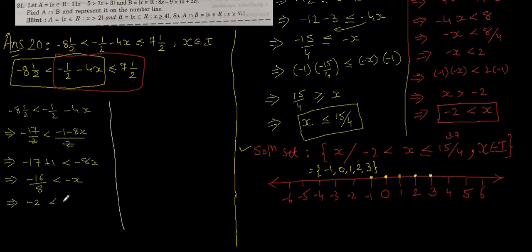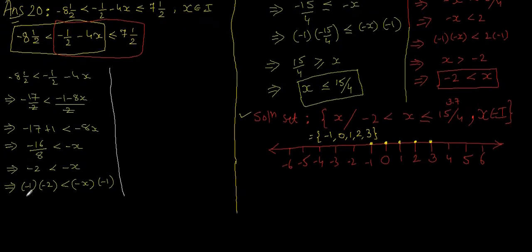Which implies minus 2 less than minus x. Multiplying both the sides with minus 1, so it implies 2 greater than x, which implies x smaller than 2. So we got one. We'll go for another one.